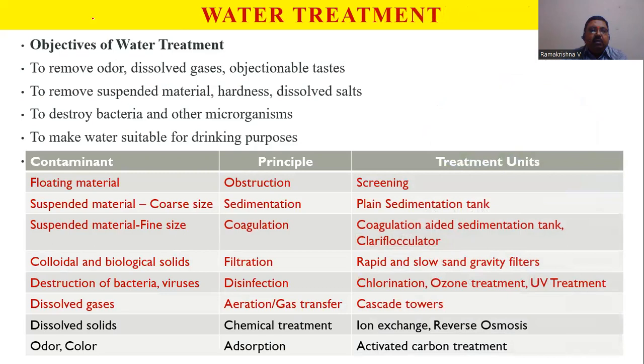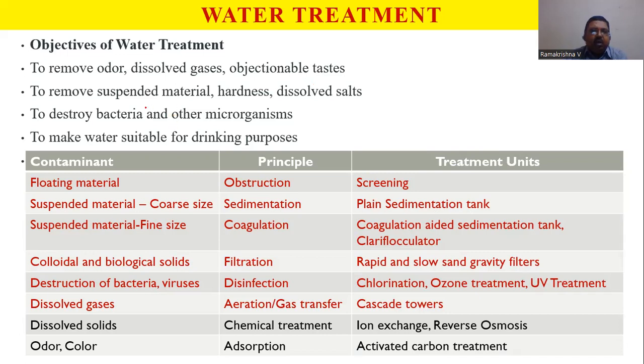Now let us see the water treatment, which is mainly talking about how to treat the water and what should be the objectives here. So we have seen all the different problems, what the difficulties are, what impurities are there. So to remove the odor, dissolved gases, objectionable taste, and suspended material, and different dissolved chemicals like hardness, chlorides, etc. And salts also will be there, so they should be removed.